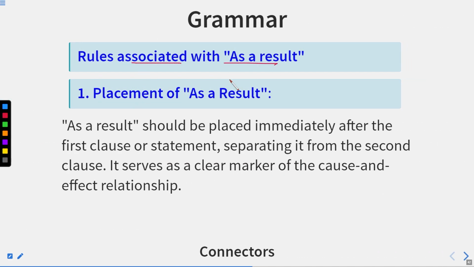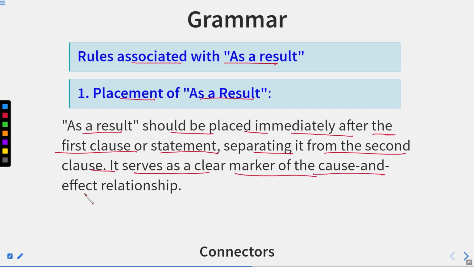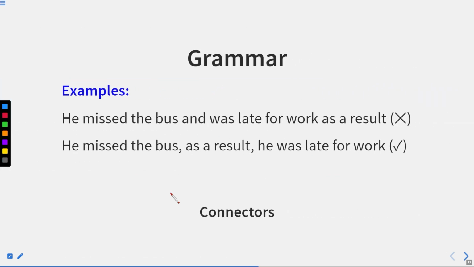So rules associated with as a result. First of all, we have placement of as a result. As a result should be placed immediately after the first clause or a statement, separating it from the second clause. It serves as a clear marker of the cause and effect relationship. It means the first clause will contain the cause, and after that we have as a result, and after that we have the clause that contains the result or the conclusion of that particular cause, or the effect of that particular cause. So as a result is generally introducing that particular part that contains the effect or the result of that particular cause.